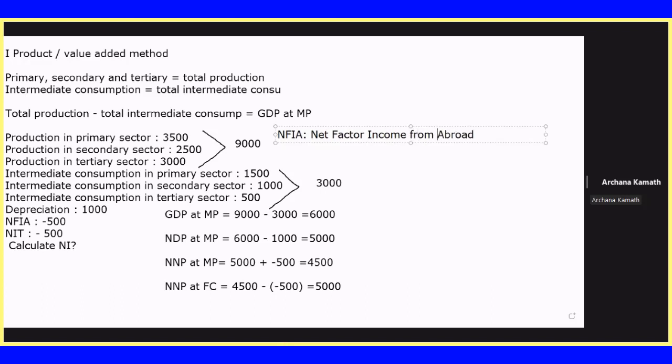Net factor income from abroad, NFIA, is the difference between the money coming into our country in the form of remittances, profits and so on, and the money going out of our country, in terms of foreigners earning profit and income in our country and taking it back to their home country. That is an outflow of money. The difference between these two, inflow and outflow, helps you understand what NFIA is.